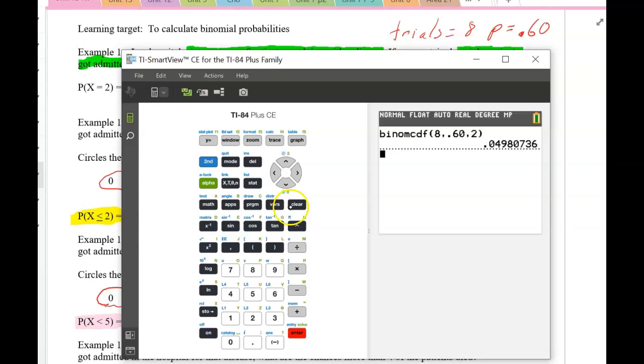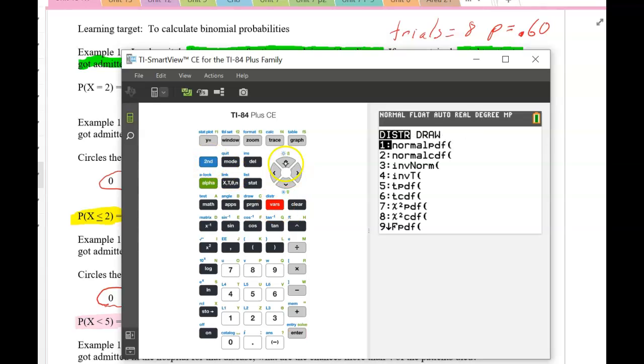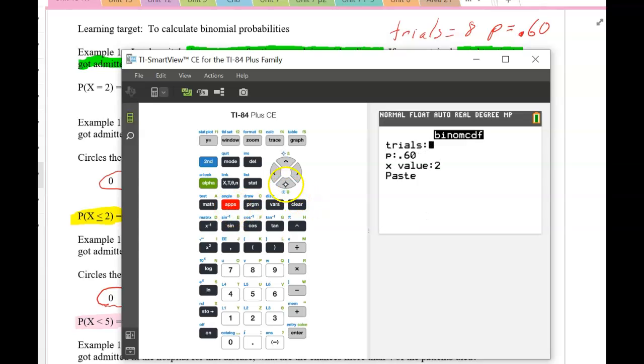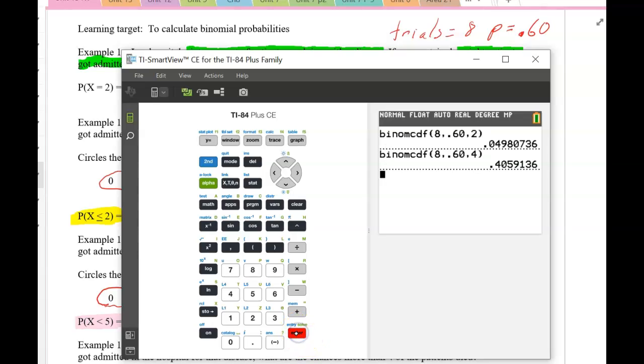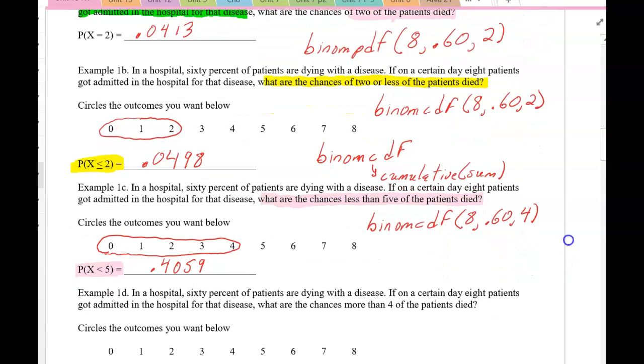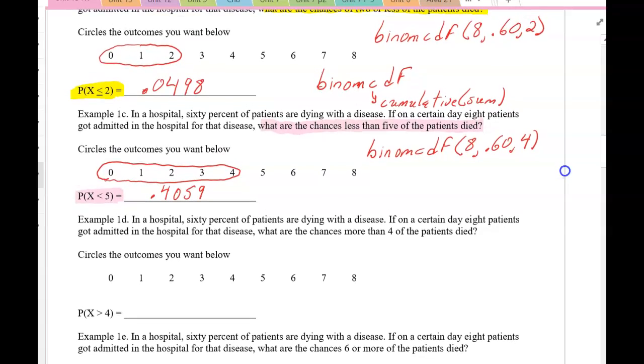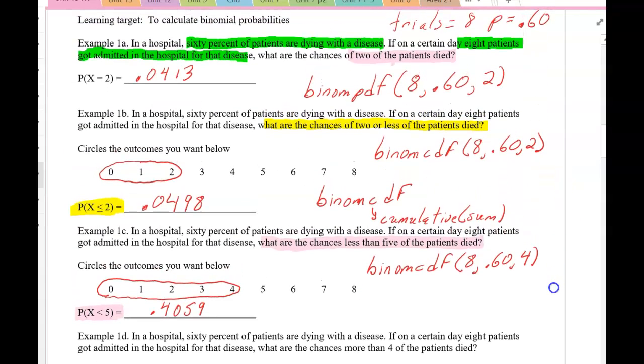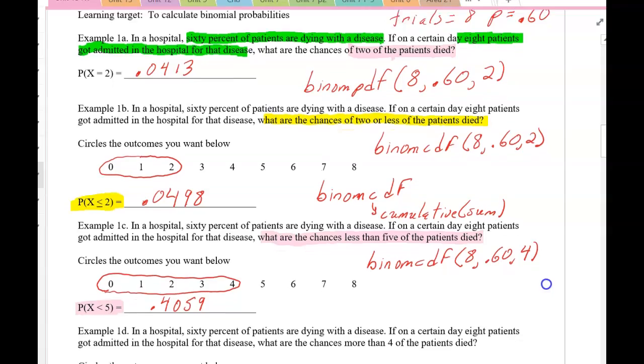So I'll show you how to do that again on your calculator. Second vars, binomial CDF. For the trials, we're leaving it as 8, p is 0.6, and the value is 4. Moving down to paste and hitting enter a couple times, we see the answer is 0.4049. Let's look at the next two problems. So in these two commands, CDF is used for less than. PDF in example 1 is used for equal.